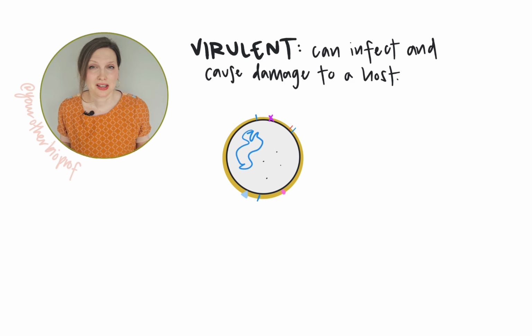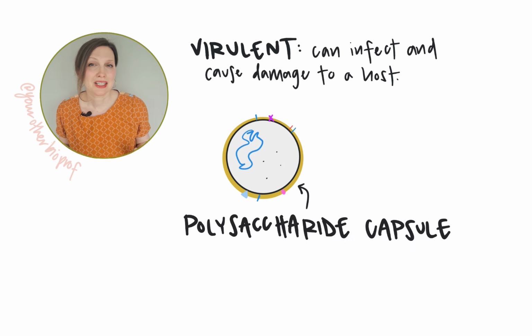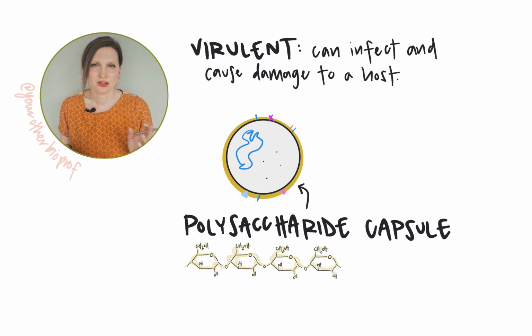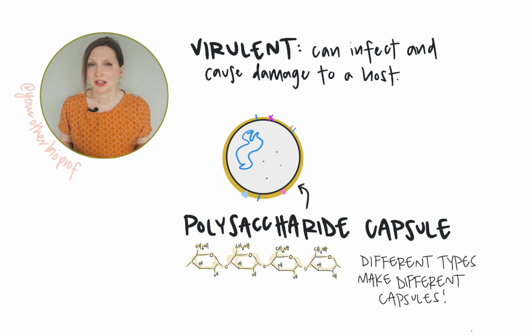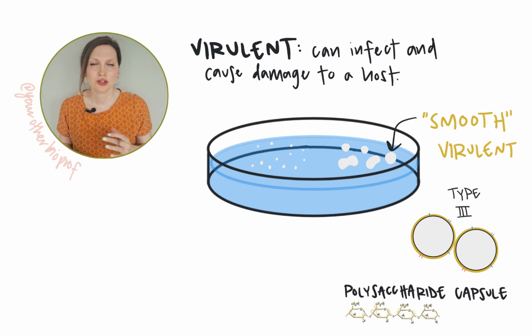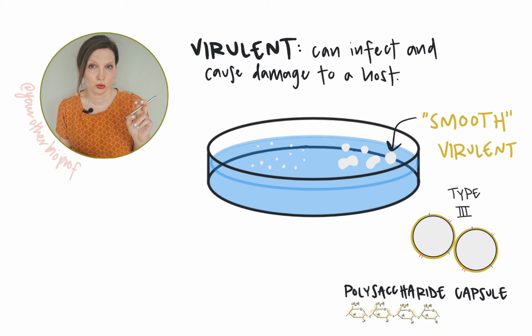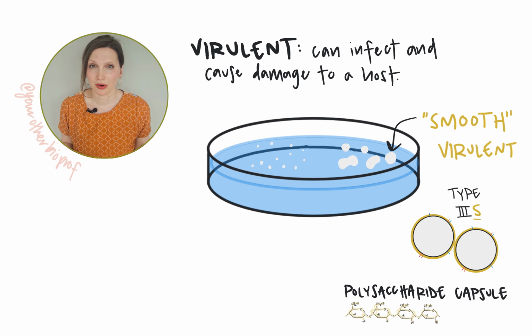And for these pneumonia-causing bacteria, that's a polysaccharide capsule. Polysaccharides are sugars. This creates a sort of jelly-like protective surrounding that helps the bacteria stick to surfaces and makes it harder for immune cells to engulf the bacteria. Bacteria with a capsule form large, smooth colonies in a petri dish. So we call them smooth or S-type. Remember, type S makes you sick.